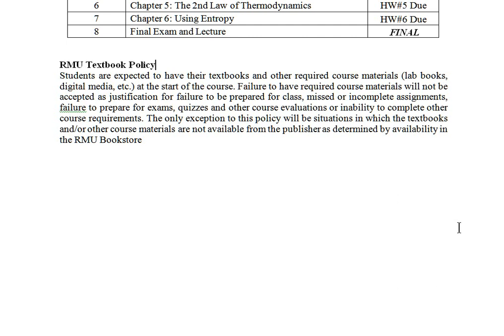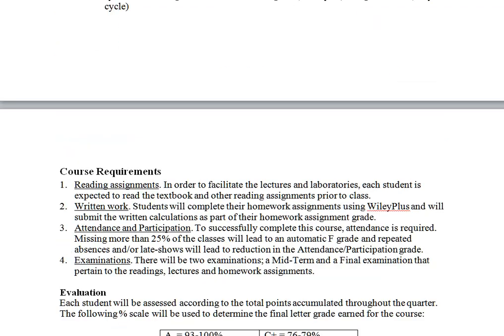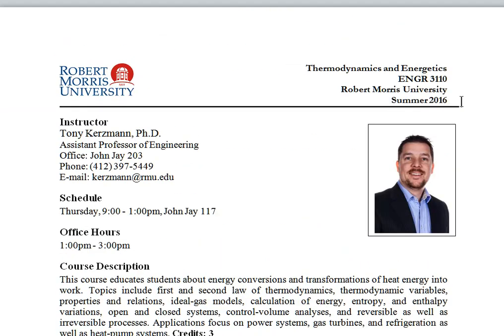RMU textbook policy. Students are expected to have their textbooks and other required course materials. In this class, you need to have access to your online textbook in class. I expect you to bring your own notebook and pencil to take notes. And obviously, in our classroom there are lab computers, so you can pull up the textbook and you can pull up the lecture slides to follow along.